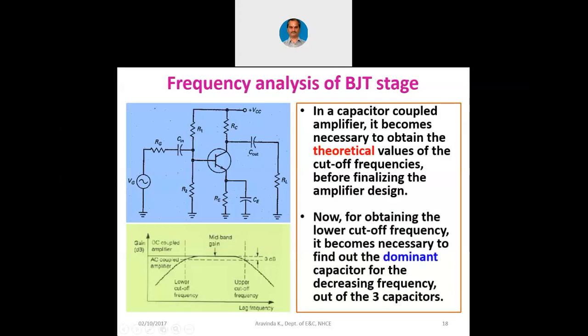So now, for obtaining the lower cutoff frequency, it becomes necessary to find out the dominant capacitor for the decreasing frequency out of the three capacitors. That means there is a decrease in frequency at the lower side here, right? You already know, I have discussed this 3 dB many times. We have three capacitors, that also is seen now. I will not repeat it again. This is only a recap so that you will remember it. The more you see, the more you hear, the more you remember. That is the point here.